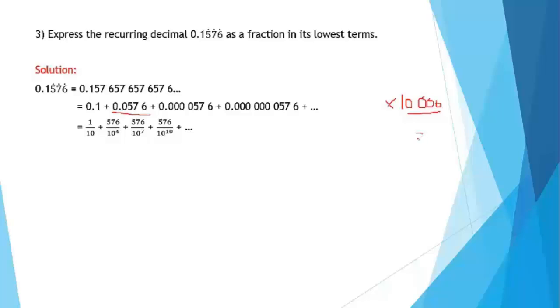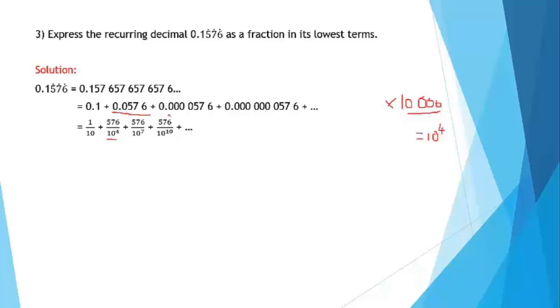So 10,000 is equivalent to 10 to the power 4. So we multiply the number by 10 to the power 4 and we divide by 10 to the power 4. If you multiply the number 0.0576 by 10 to the power 4, we get 576. So the opposite needs to be done, so that we divide it by 10 to the power 4. That's what we have got as the denominator here.